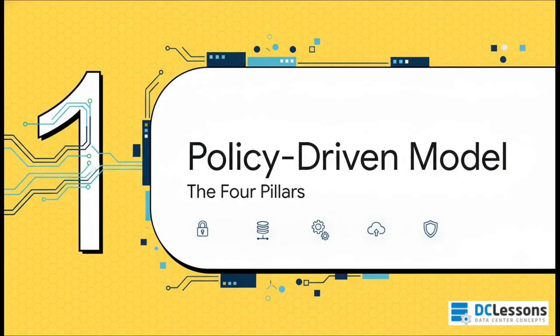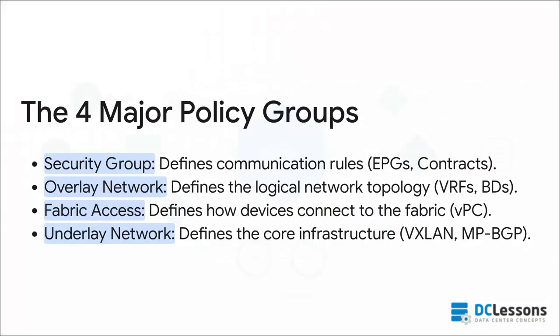Let's really dig into what those four pillars of ACI configuration are all about. Each one of these groups has a very specific job. The security group, that's all about defining the rules of the road for communication, who can talk to whom. We do that with things like endpoint groups or EPGs and contracts. Then you've got the overlay, which is the logical side of things. It defines your network topology using VRFs and bridge domains. Fabric access is pretty straightforward. It's all about how your external devices actually plug into the fabric, with port channels and VPCs.